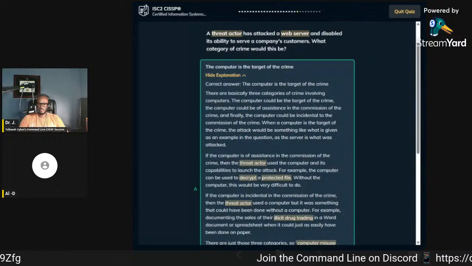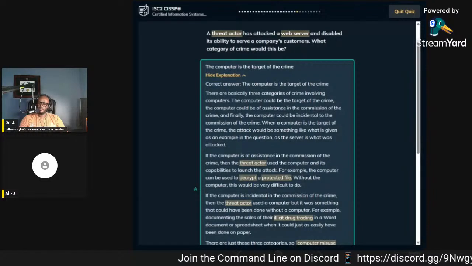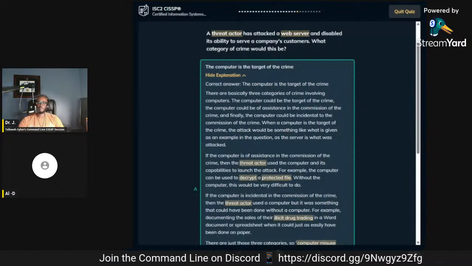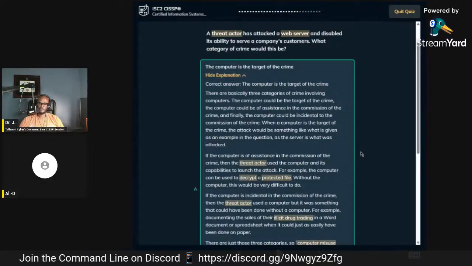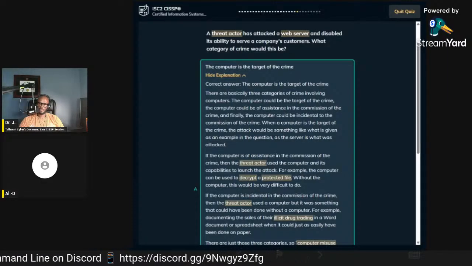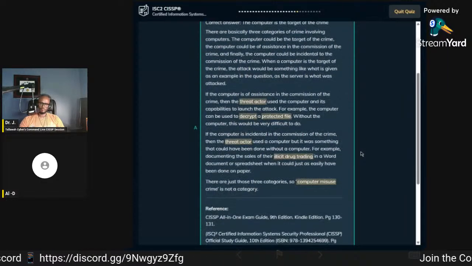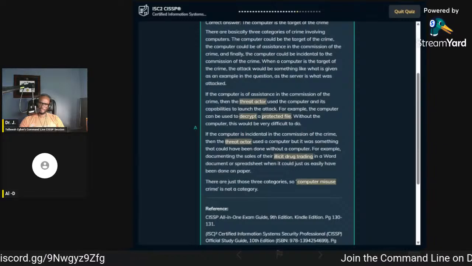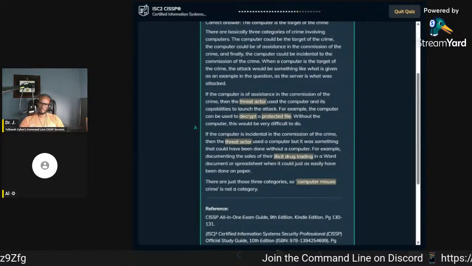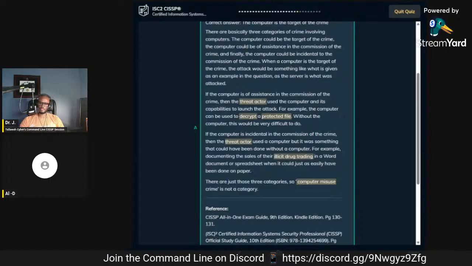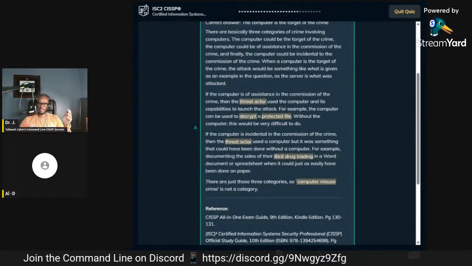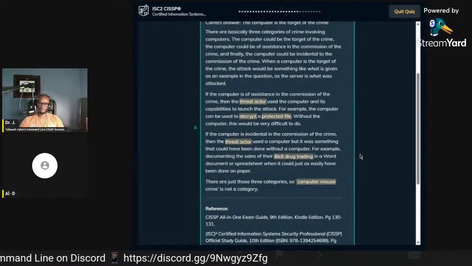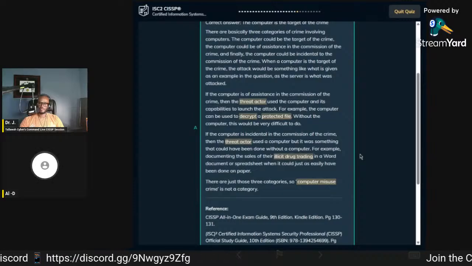When a computer is the target of a crime, the attack would be something like what is given as an example in the question. A server is what was attacked. If the computer is of assistance in the commission of a crime, then the threat actor used the computer and its capabilities to launch the attack. So yeah, I kind of figured that. That's why I didn't think it was that one. But it's incidental.